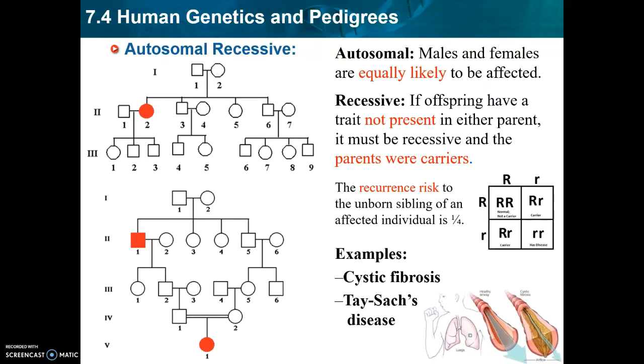And some examples here of autosomal recessive conditions would be cystic fibrosis, which is a lung disease primarily. You get a lot of thick, sticky mucus built up in your lungs. And also Tay-Sachs disease, which is a lysosome disease. The lysosomes are unable to break down certain fats in the brain, and that is normally fatal by the time a child would be the age of 5.